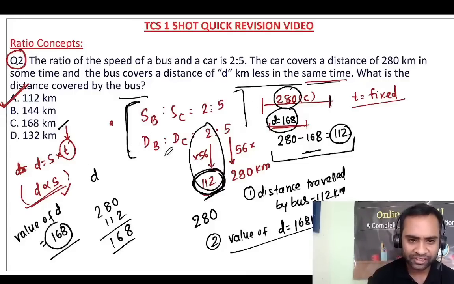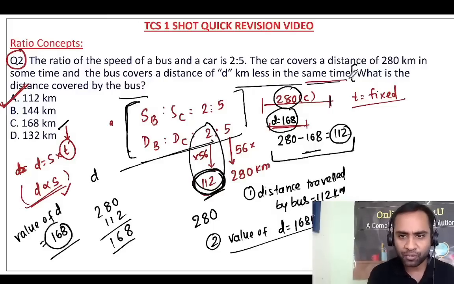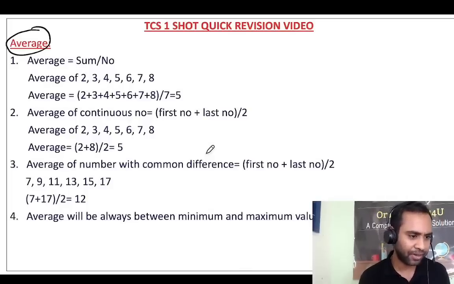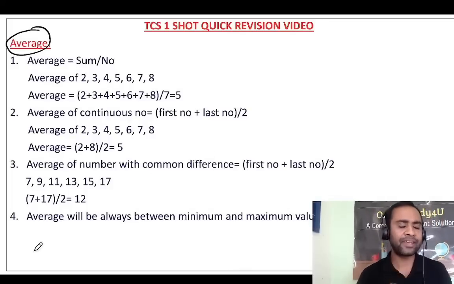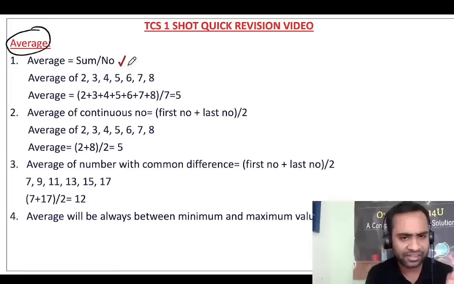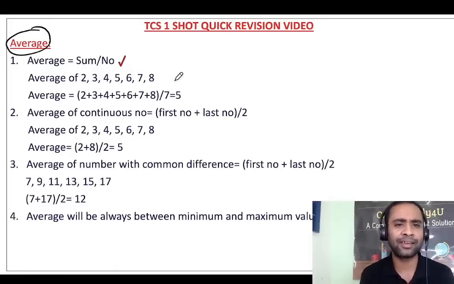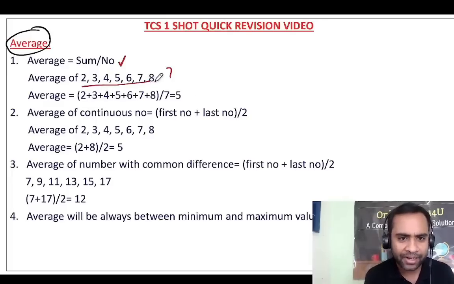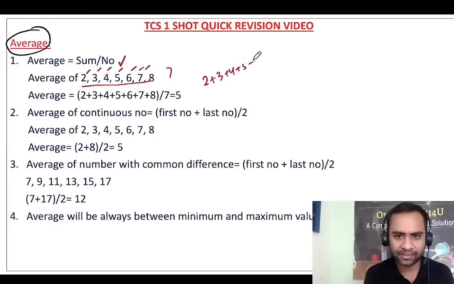You have to see this parameter, and then you have to read what has been asked in the question. Clear for everyone now? Now, average is a very interesting topic, my dear friends. Average is equal to sum divided by number. This is a very general formula. If somebody asks the average of 2 3 4 5 6 7 8, add everything and divide by the number of terms, 7, and it will be nothing but 5.